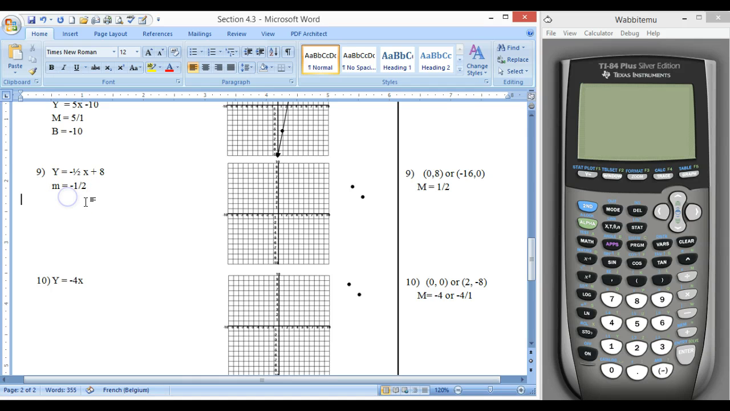So this one should be going down in this fashion. Let's double check. Okay, so we have a slope of -1/2, and then we have a y-intercept. We can put b, or we can say y-int, it's up to you, is a +8.